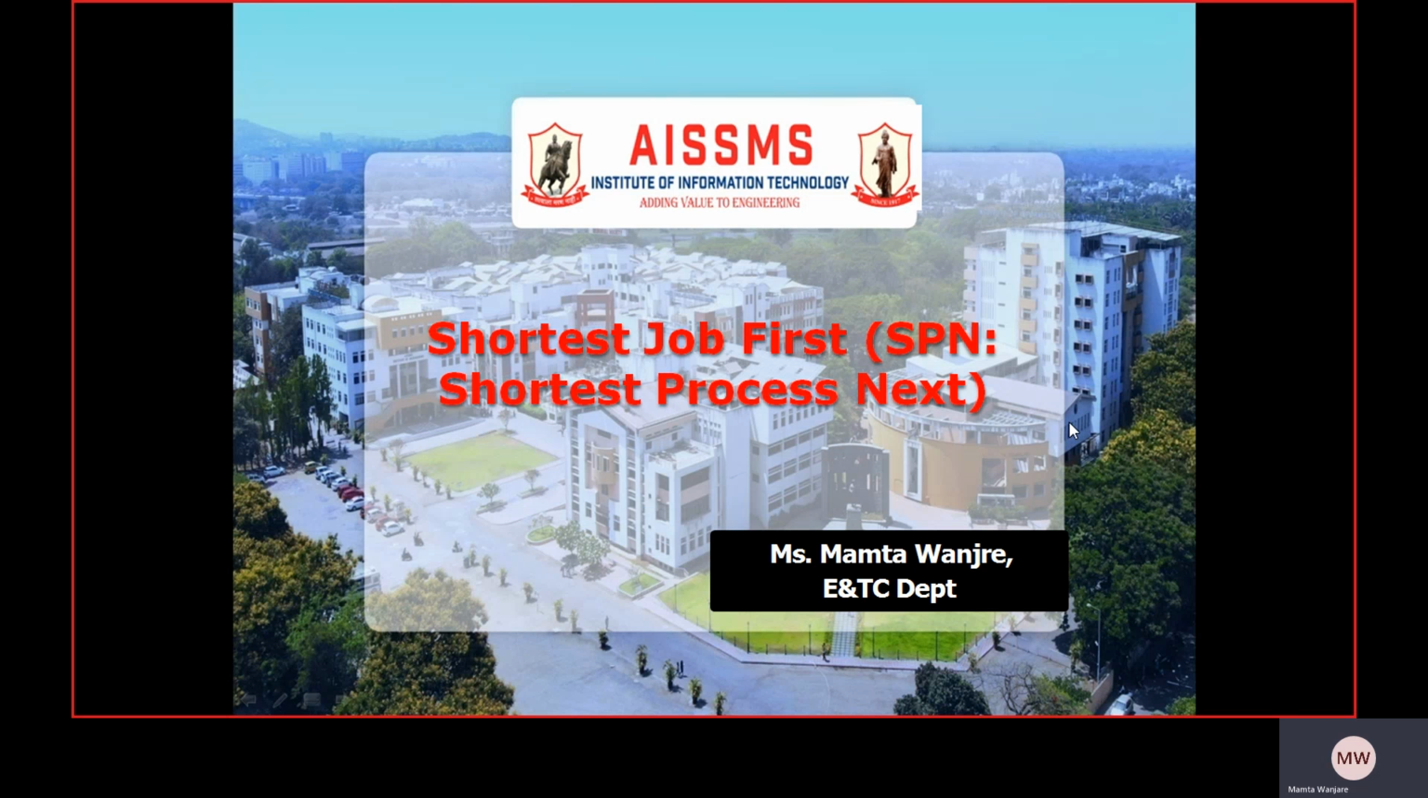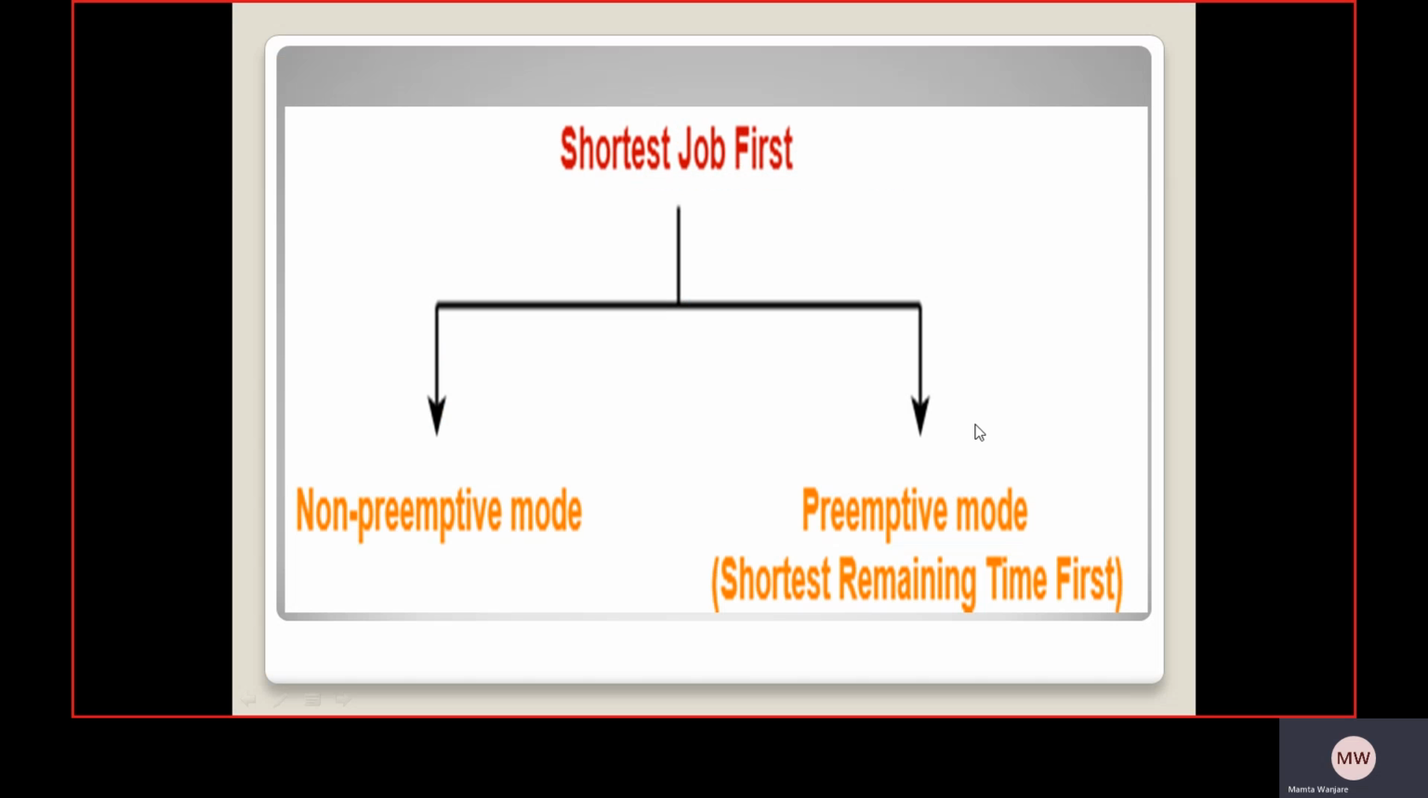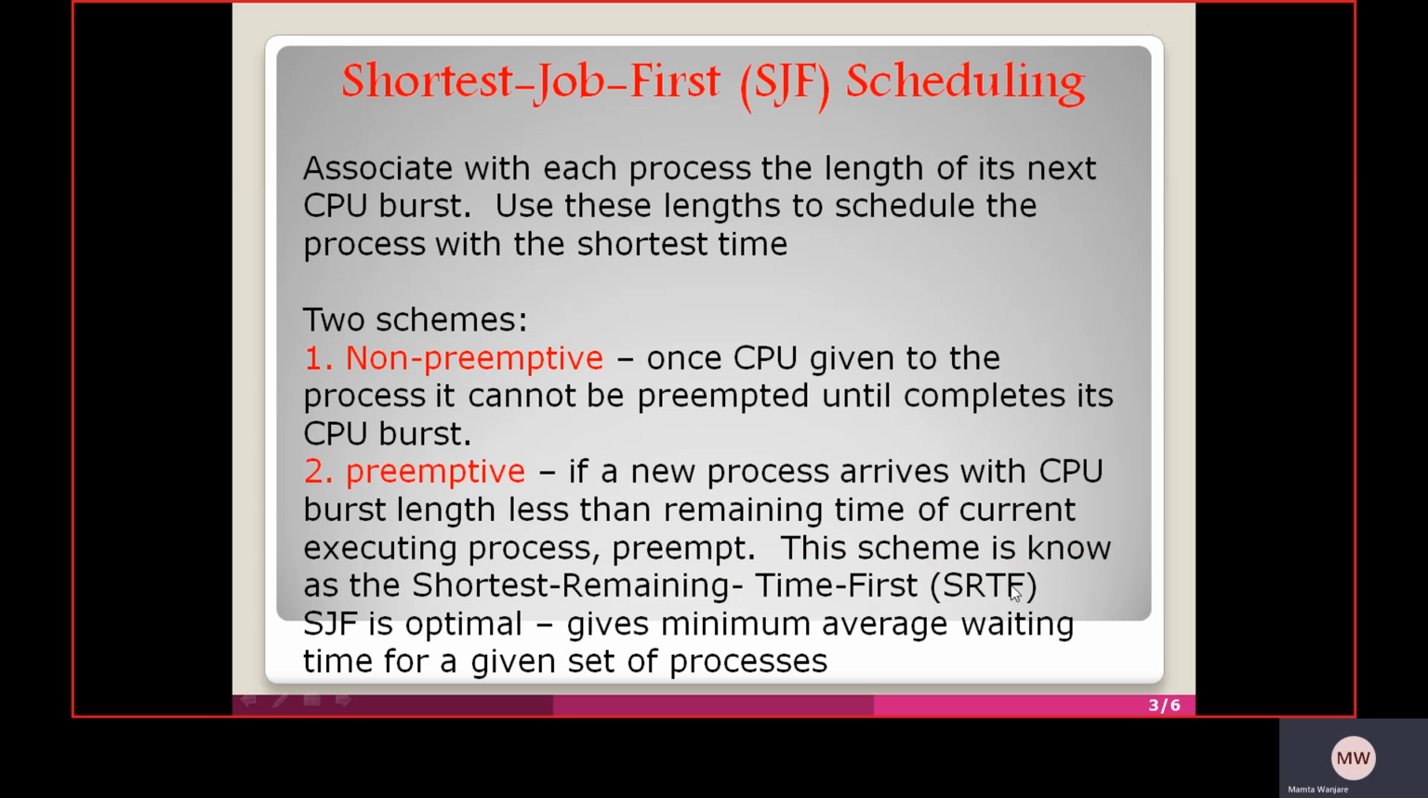Today I am going to introduce shortest job first, that is SPN, shortest process next. Shortest job first comes under two types, non-preemptive mode and preemptive mode. Preemptive mode is also called shortest remaining time first.